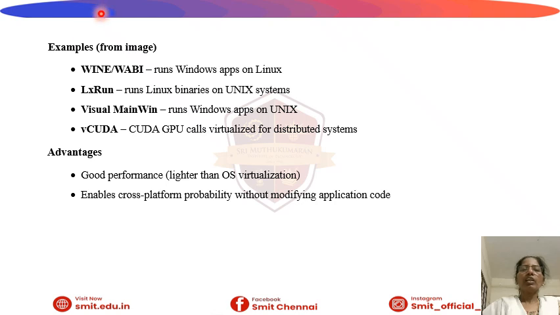Examples of library level virtualization: Wine, which runs Windows applications on Linux; Lxrun, which runs Linux binaries on Unix systems; and Visual MainWin, which runs Windows apps on Unix. Then some advantages of library virtualization. First one, good performance. It offers cross-platform portability without modifying application code.